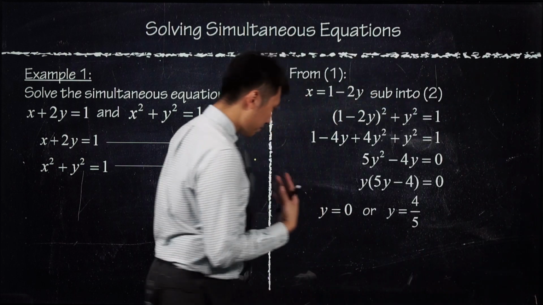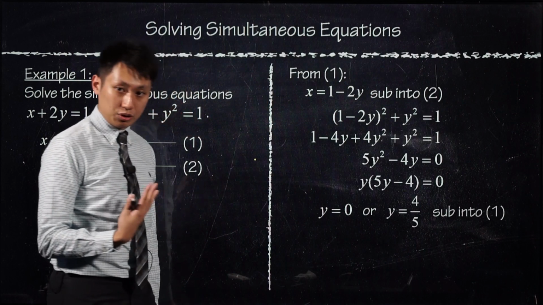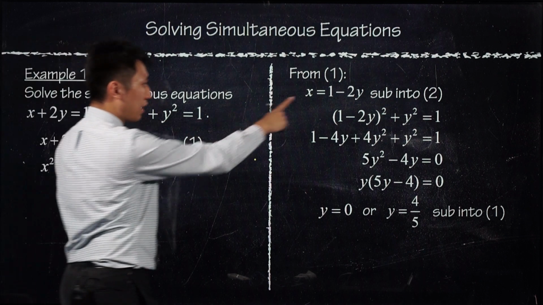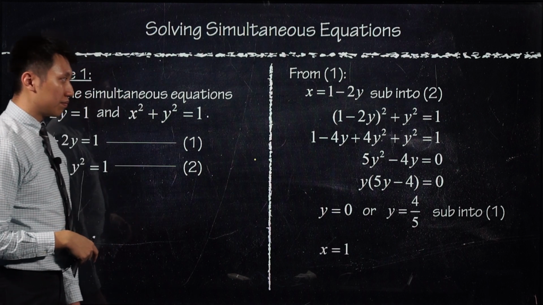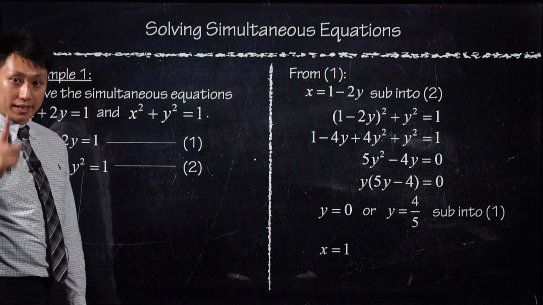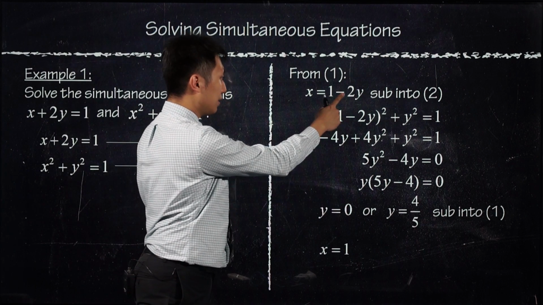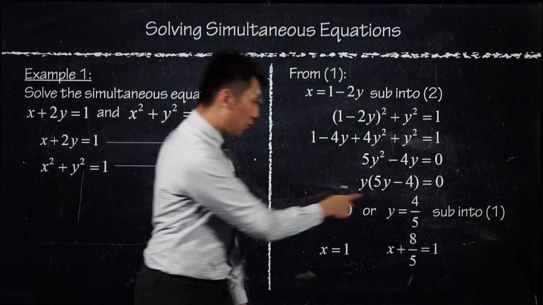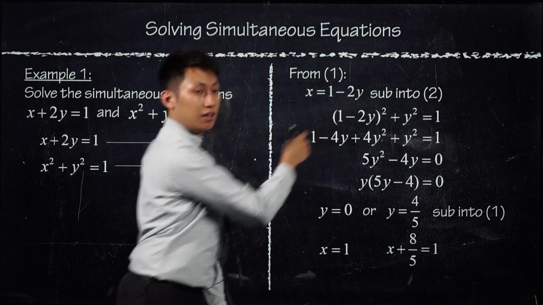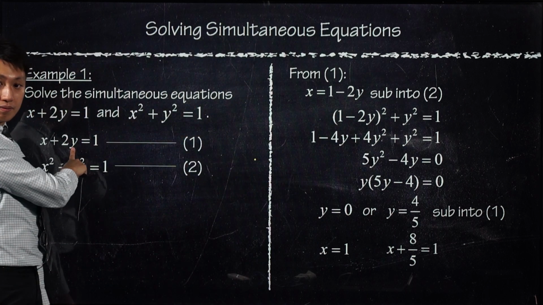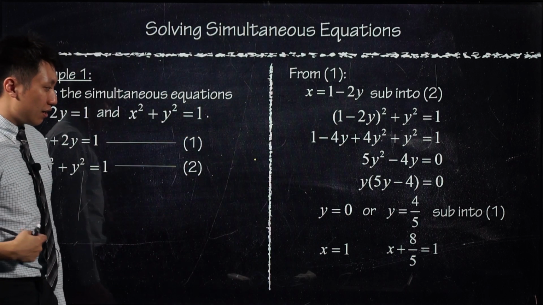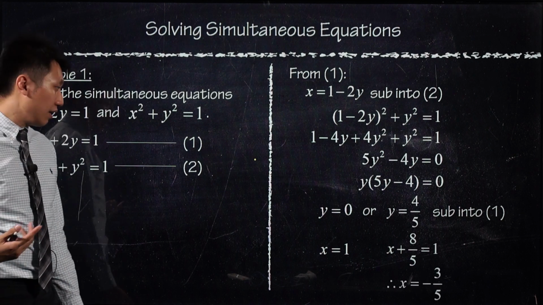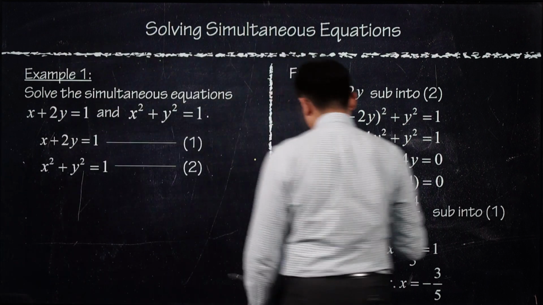So now, y equals 0, you sub into either this one or back to here, and you get what? x equals 1. You sub this one into here, and you get x equals 1. And when y equals 4 over 5, you can either sub into here or sub it back to 1. Then you get back the equation and you solve for it. It's x equals to -3/5. Okay, then we are done. We have two pairs of answers.